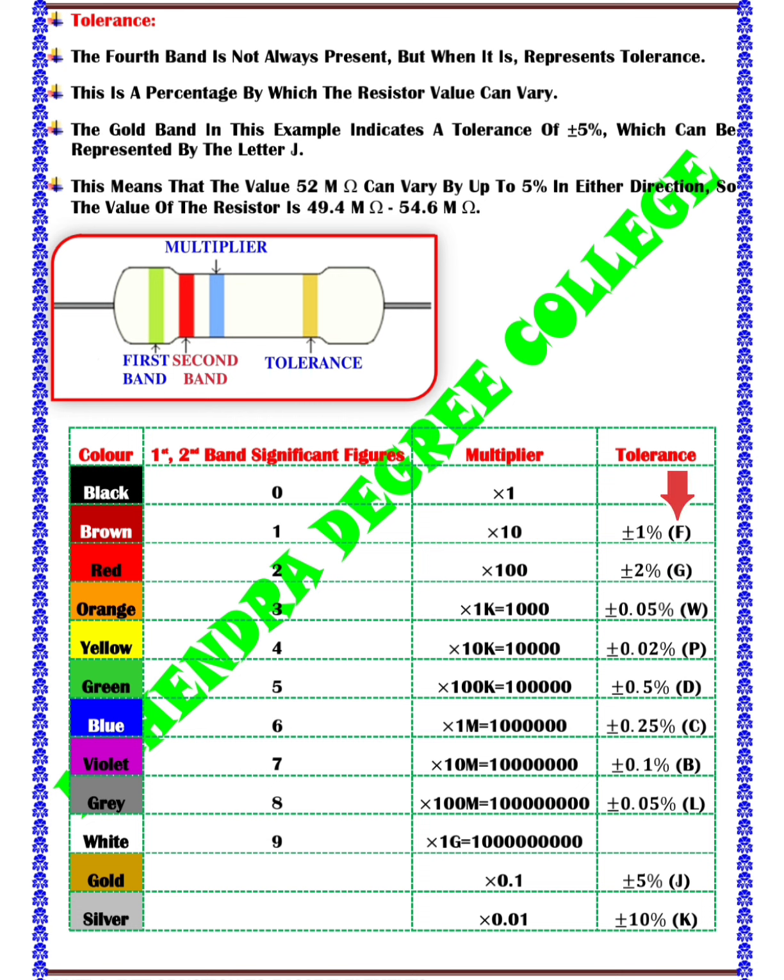Here F, G, W, P, D, C, B, L, J, and K indicate specific IT grades, meaning international tolerance grades. This system ensures interchangeable parts can be within defined limits. The plus or minus sign indicates a bilateral tolerance, meaning the variation is permitted in both positive and negative directions from the nominal dimension.